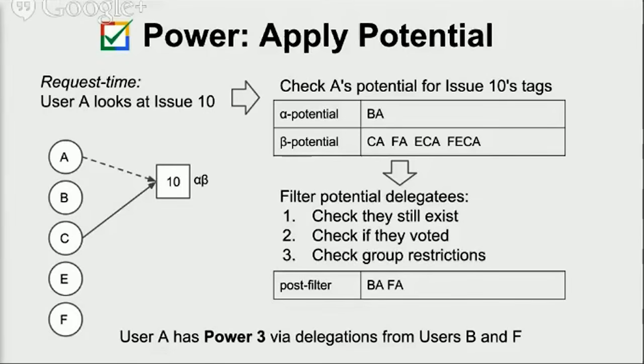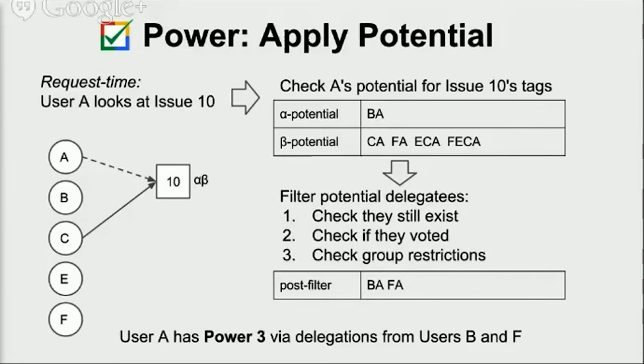So at request time, we dig up the potential for all of issue 10's tags. Note that we ignore the gamma potential because issue 10 is only tagged alpha and beta. So we dig up the potential, and then we look up all the users in the potential, and we see if they still exist, and if they voted, make sure they're a group that you're allowed to be in, and we filter them.